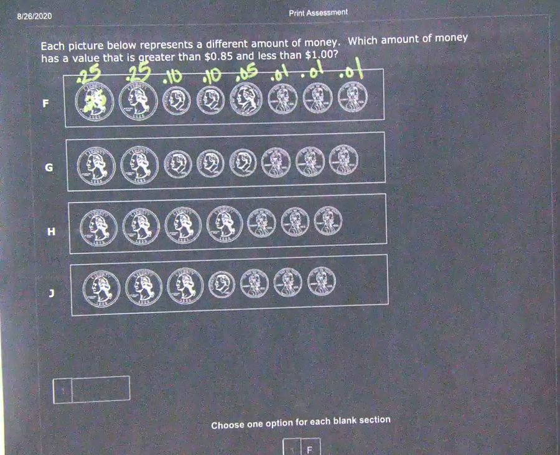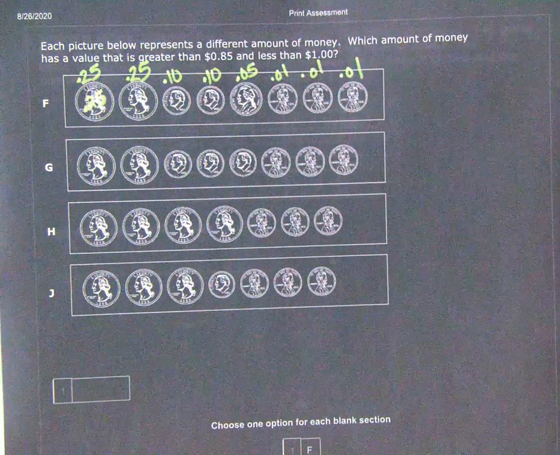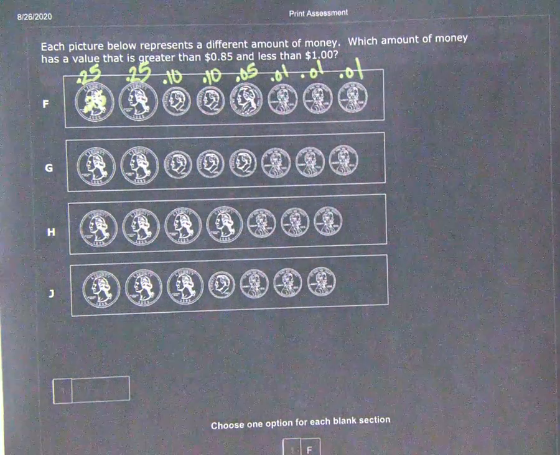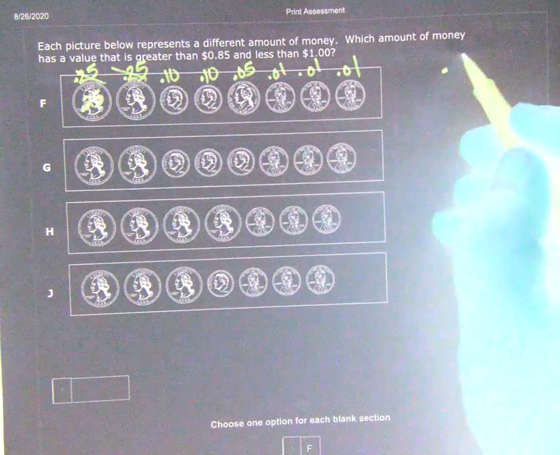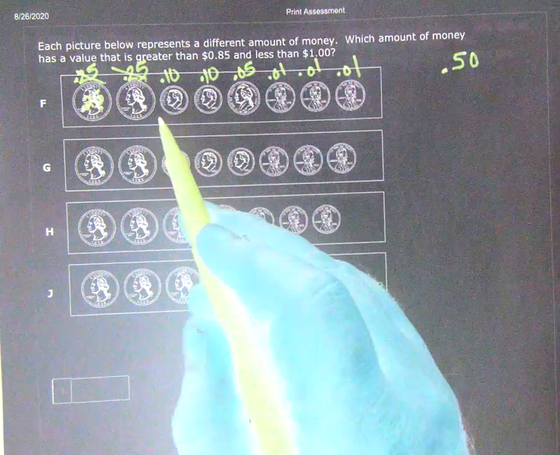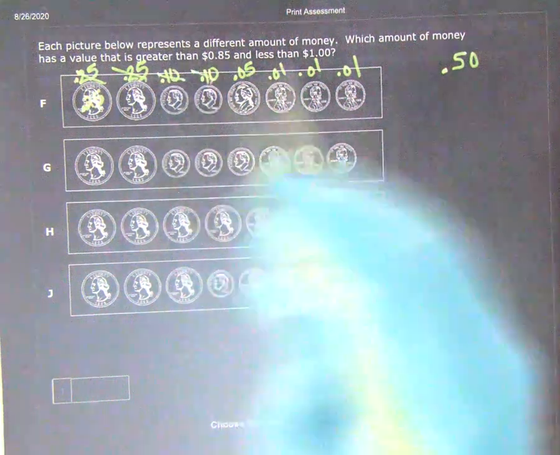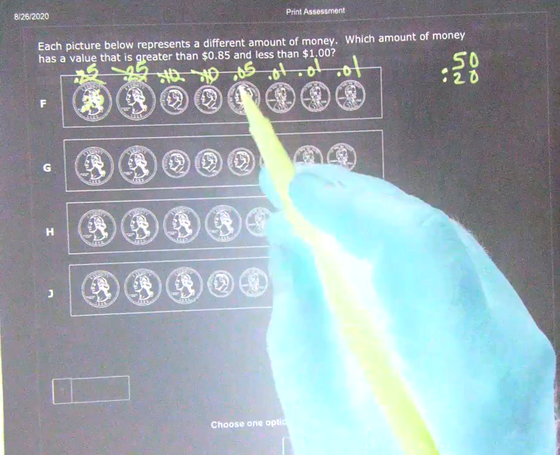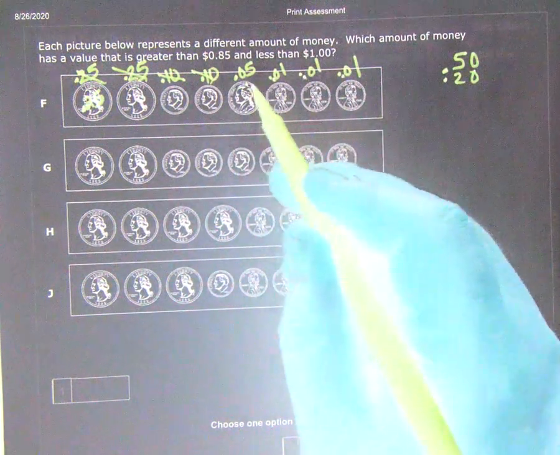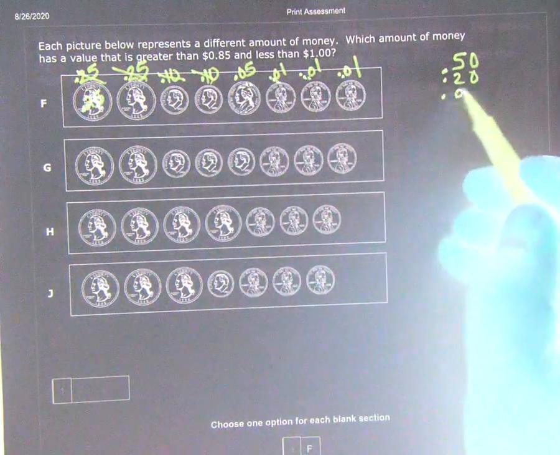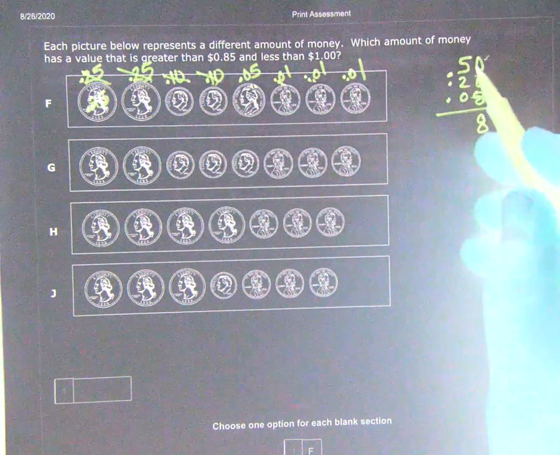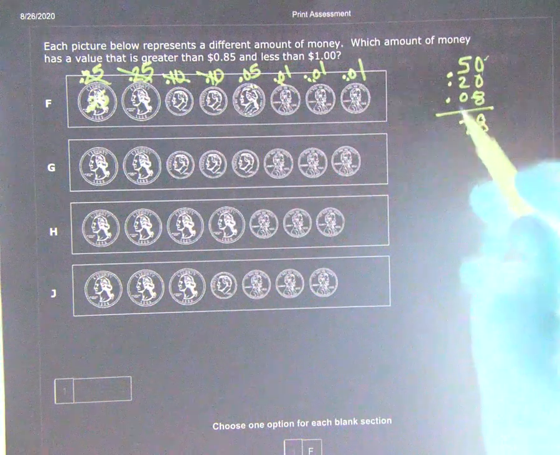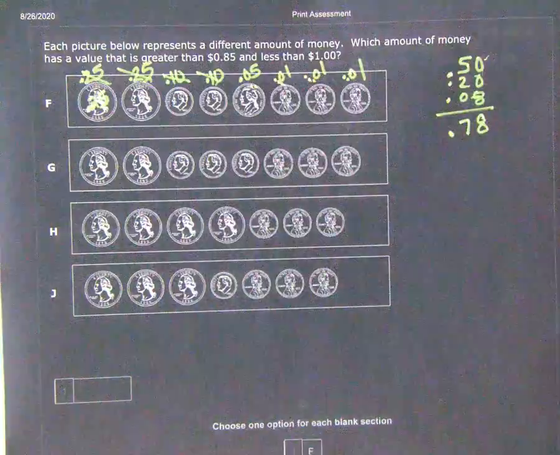So I'm looking for more than 85 cents, but not more than $1. So this would be 20. I know that 2 quarters is 50 cents. And then I could count 20 here. That's 20 cents. 5, 6, 7, 8. That's 8 cents. So that would be 8 cents here. 5, 6, 7. Bring my decimal down because I'm adding, and I have 78 cents.